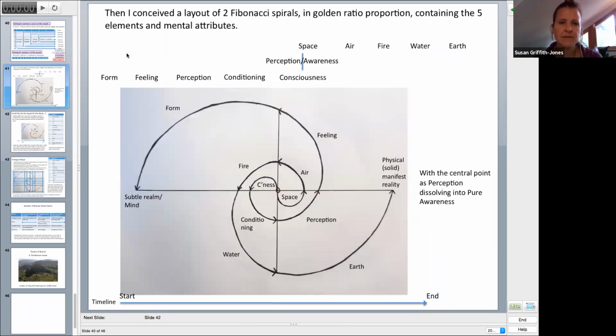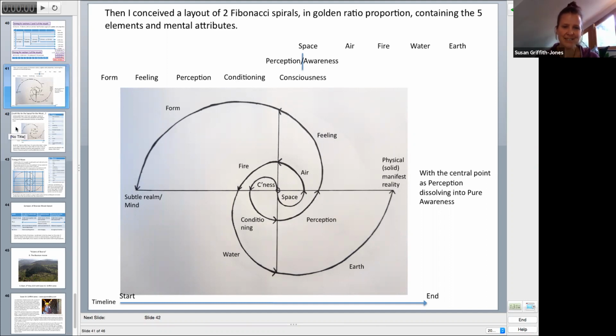Then I conceived a layout of 2 Fibonacci spirals in golden ratio proportion containing the 5 elements and the 5 mental aspects. In a sense, this relates to the 9 vibrations that we've seen in the indestructible drop, but expanding them a bit further because we've got a central point and 2 outer points as well. Of course, this is not really an outer point. This is where I stopped the process of making the spiral. It could go on ad infinitum, but I've only got so much space on the page.